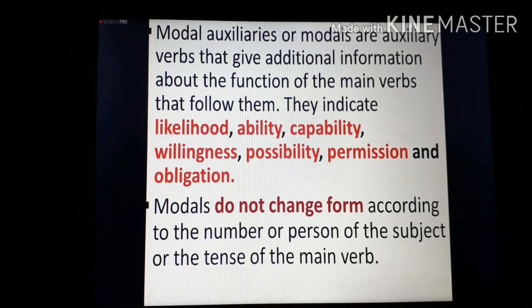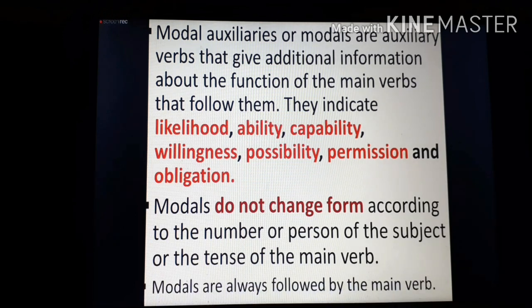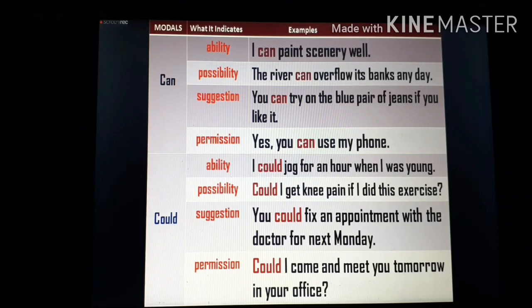Modals do not change form according to the number or person of the subject or the tense of the main verb. It means that the modal does not change according to the number or person of the subject. Modals are always followed by the main verb. Modals are always used with the principal verb. They can never be used alone. Here we have a chart with the modals, what it indicates along with the examples.